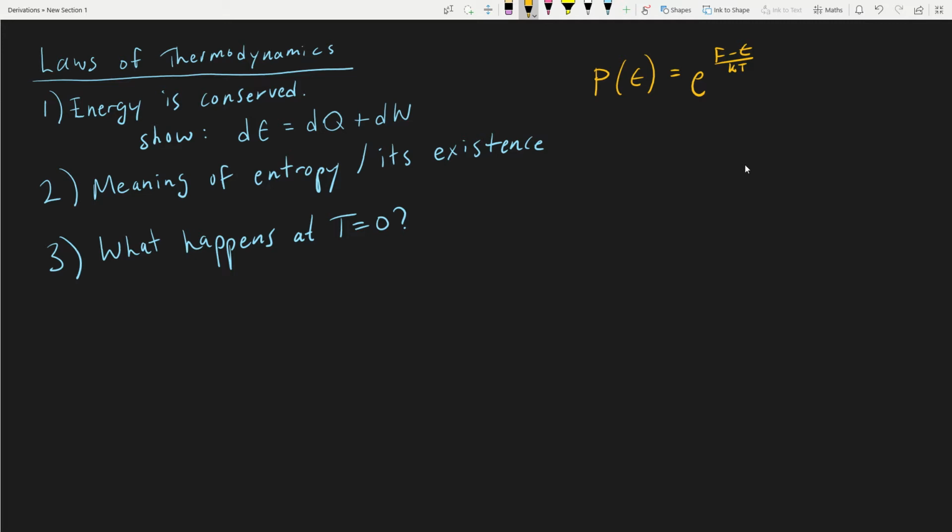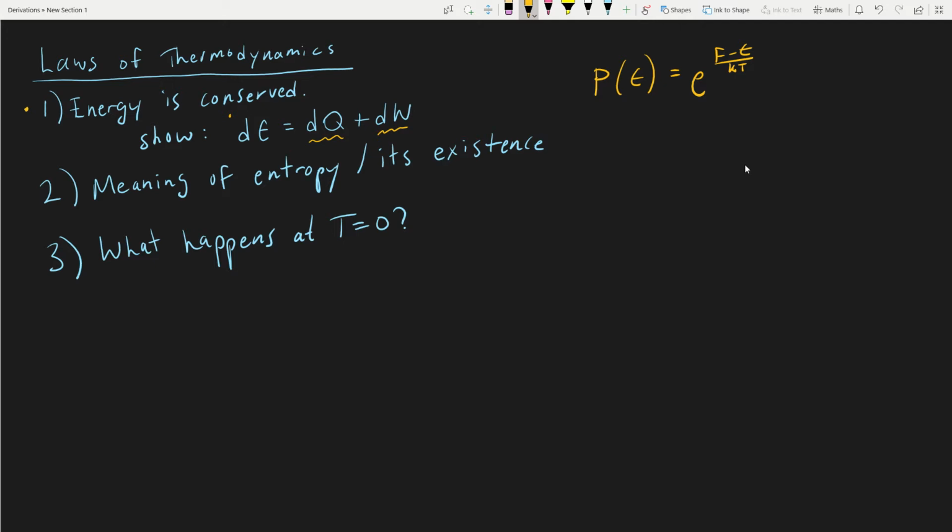So first we're going to look at the conservation of energy. We need to show that an increment of system energy epsilon is equal to an increment of internal heat energy, that's what this guy is, plus an increment of the amount of work done to the system, which I have alluded to a little bit before. So we're going to show that. I might break this up into multiple videos based on how long it goes.